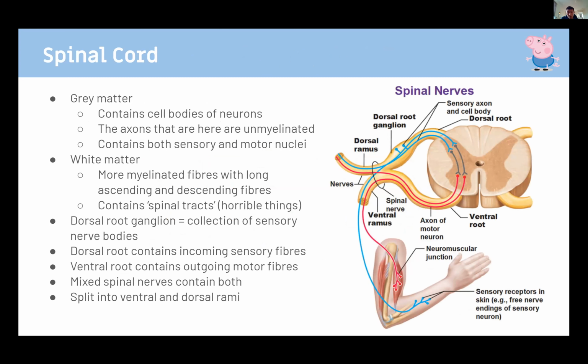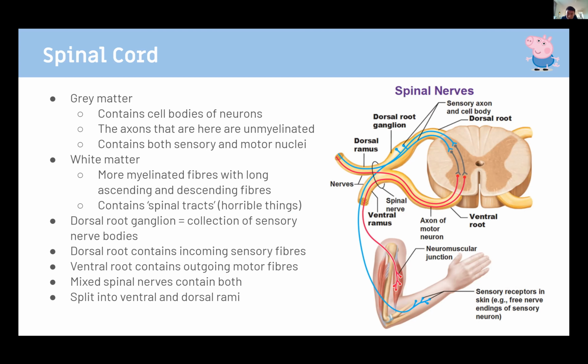The axons, which are basically the long bits of the neurons, can be myelinated. Myelin is a fatty layer on the neuron itself that helps with insulation, protects the neuron, nourishes it, etc. But here, the axons in the gray matter are unmyelinated. The white matter parts, however, have more myelinated fibers, so they'll have that fatty sheath, which helps with protection. In the white matter, you'll find what are called spinal tracts, which we'll go through a bit more.